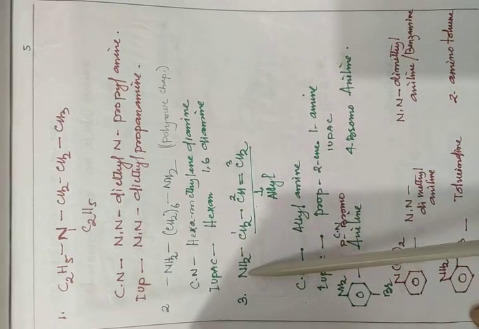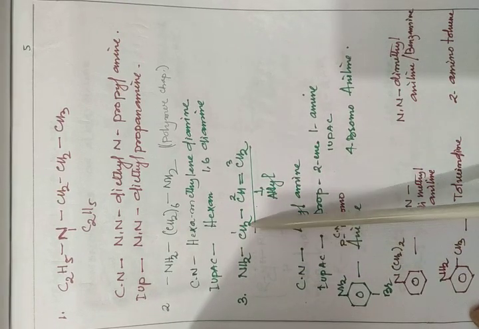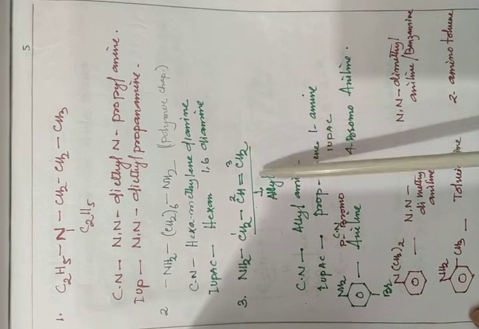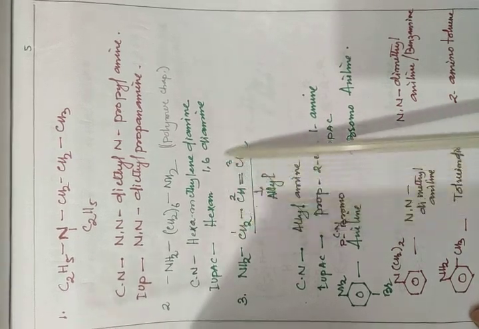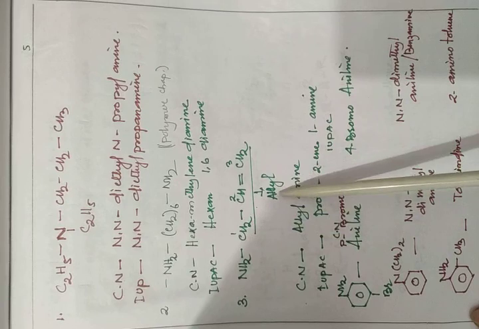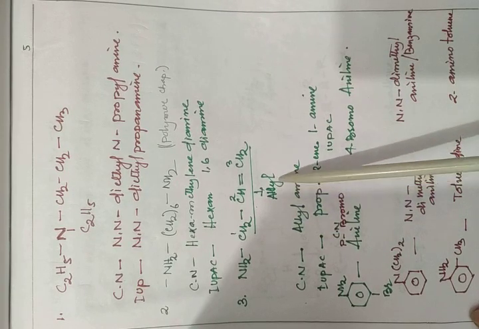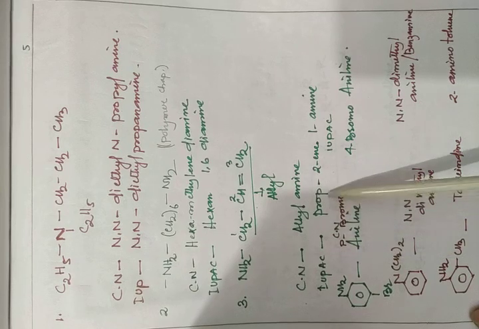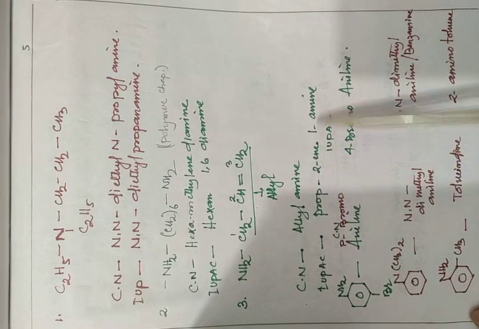Now here another one: NH2, then single bond CH2, single bond CH, double bond CH2. So this group is allyl. So common name allyl amine. In IUPAC, prop-2-en-1-amine.